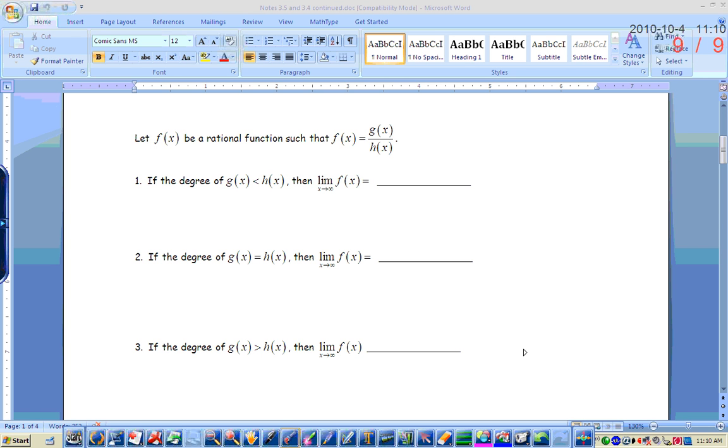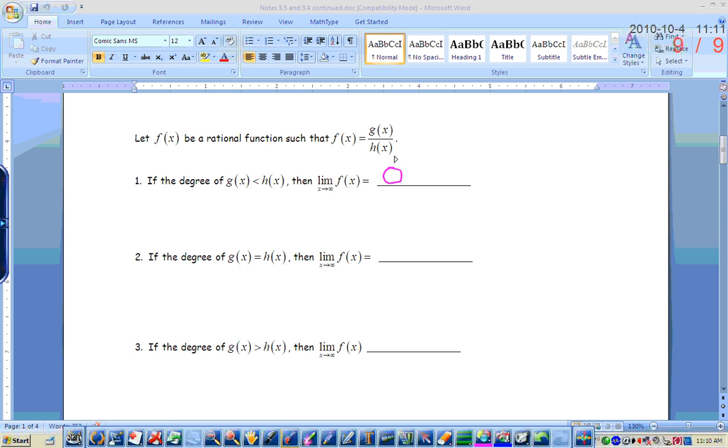All right, so we're going to let f of x be a rational function. Rational means fraction, such that f of x equals g of x divided by h of x. If the degree of g of x is less than the degree of h of x, so if the degree of the top is less than the degree of the bottom, then you would have a horizontal asymptote at y equals what? 0. And therefore, the limit as x approaches infinity of f of x would equal 0. Horizontal asymptotes and limits as x approaches infinity or negative infinity are going to be the exact same thing, because that's what a horizontal asymptote does, it guides the graph as x approaches infinity or negative infinity.